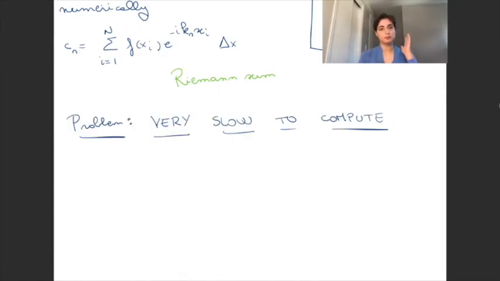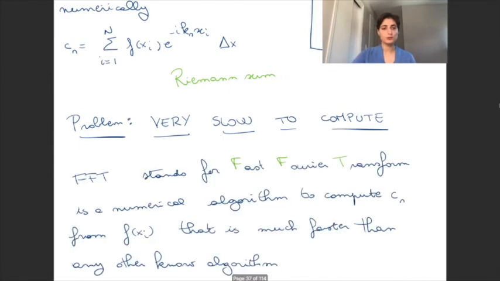What is the problem with applying this Riemann sum straightforwardly? It is very slow. For every single value of your Fourier series that you want to retrieve, you have a sum spanning every value that you have of your function. So you see how this involves a lot of information. It's going to take a lot of time to compute. So FFT stands for fast Fourier transform, and it's just a numerical algorithm to compute Cn based on f of xi that is much faster than any other known algorithm.